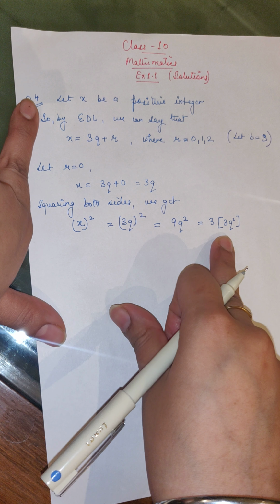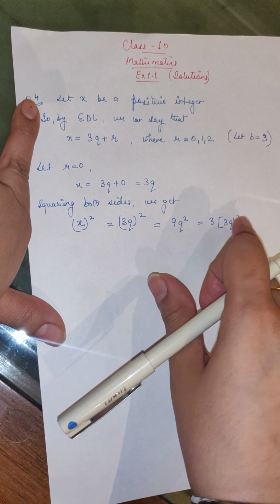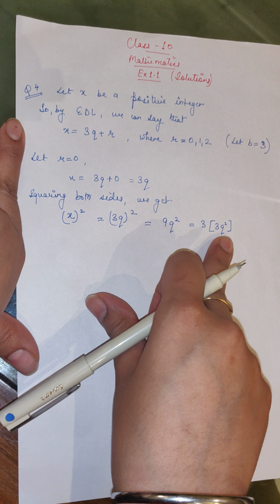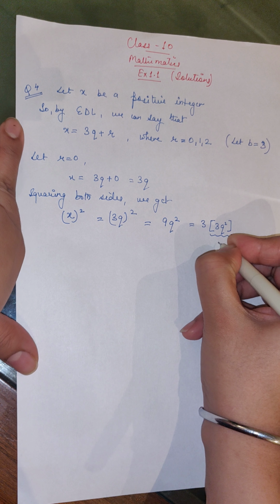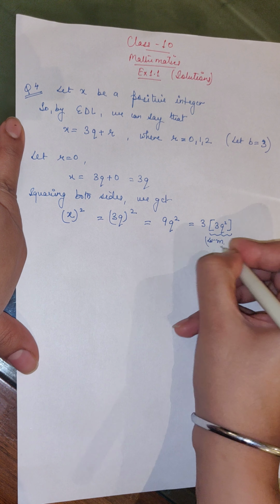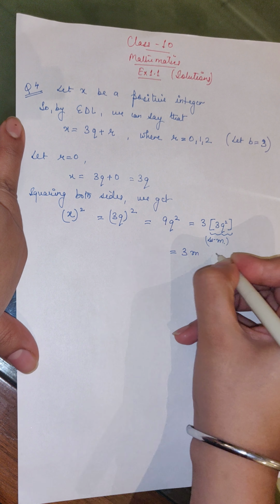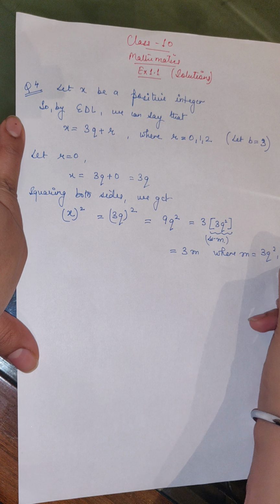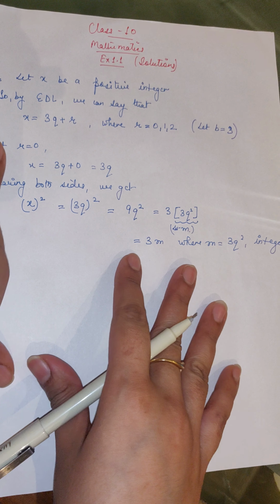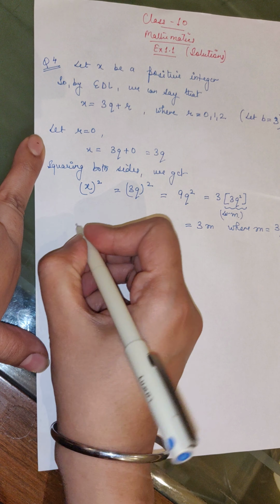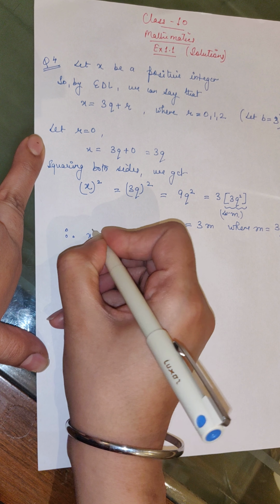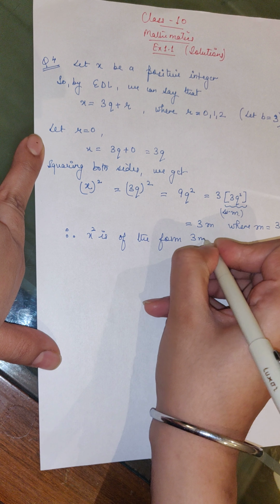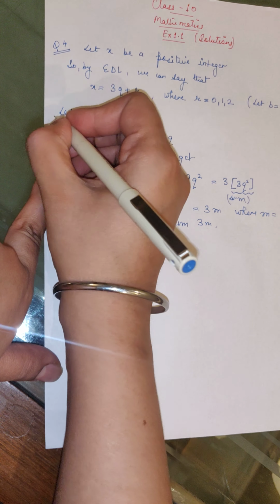And if q is an integer, so obviously q square of an integer is an integer, and multiplication by an integer is also an integer. So this means that this bracket number, let this be m, so this is equal to 3m, where m is equal to 3q square, which is again an integer, right? All the properties of an integer. So therefore x square is of the form 3m in the first part.